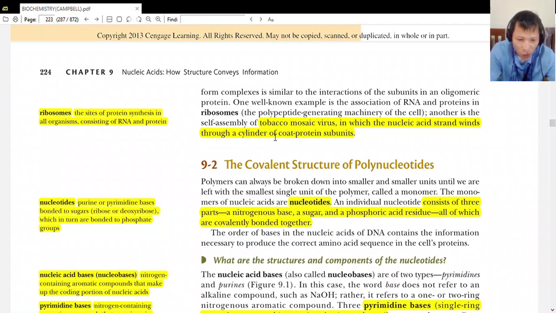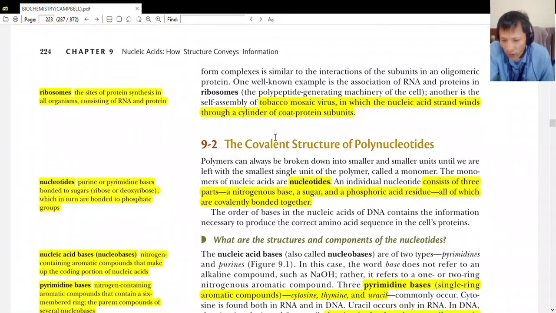Tobacco mosaic virus, in which the nucleic acid strand, meaning the genetic makeup, the nucleic acid that it contains, winds through a cylinder. So there is a cylinder wherein the genetic makeup just winds through it, a cylinder of coat protein subunits. So you have a coat protein subunits, so that cylinder is a coat protein subunits, and then there is the nucleic acid, the genetic makeup of the tobacco mosaic virus, winds up to it.